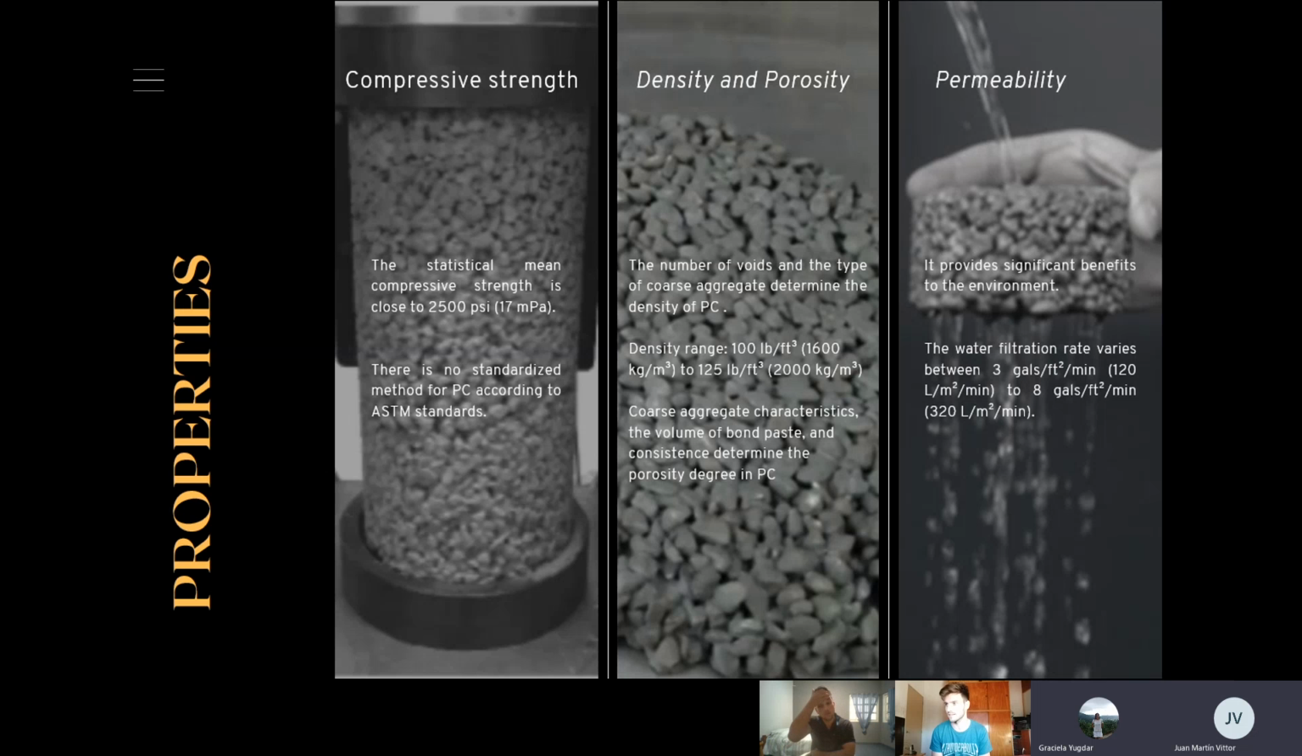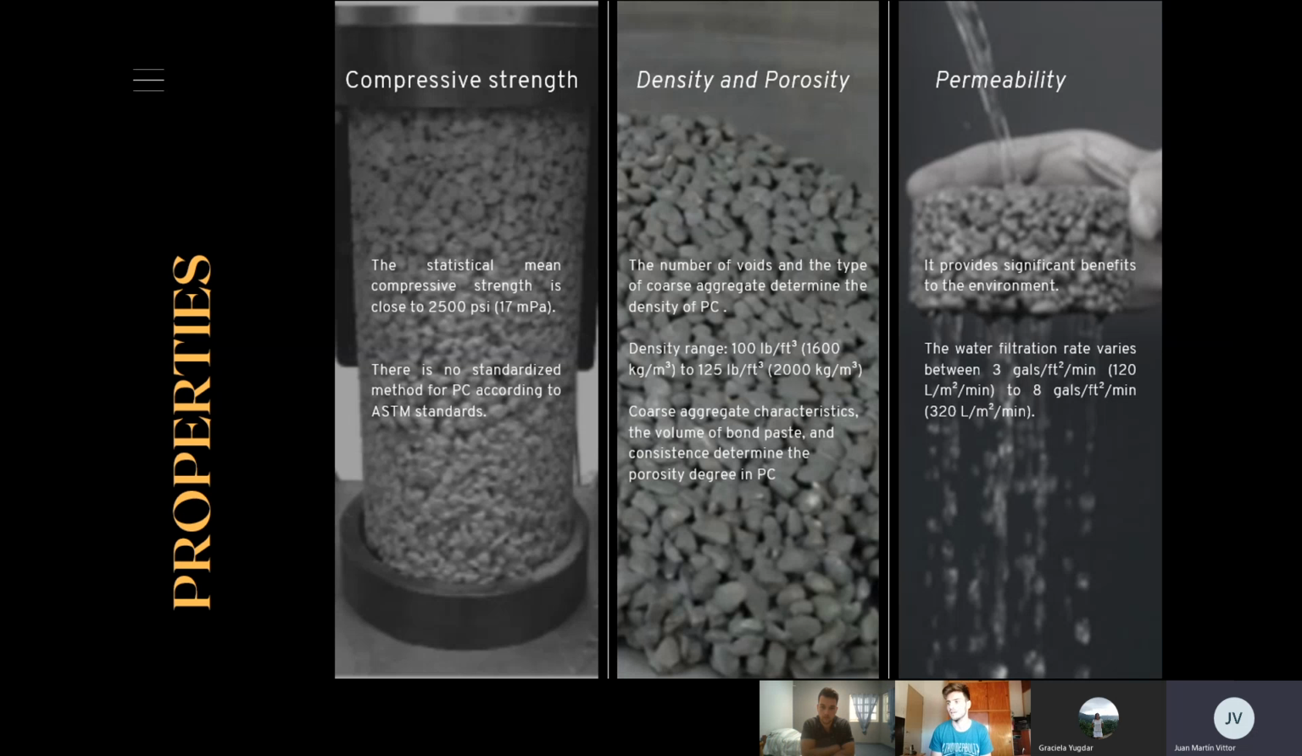Finally, the last property is permeability. It's one of the fundamental properties of this kind of concrete because it determines the quantity of water that is filtrated through its void structure. Generally, the normal range oscillates between 3 gallons per minute and 8 gallons per square foot per minute, although it can change with the number and size of voids.